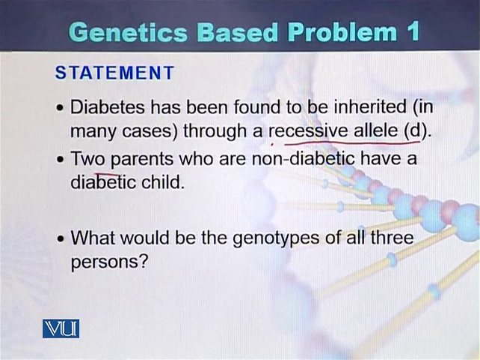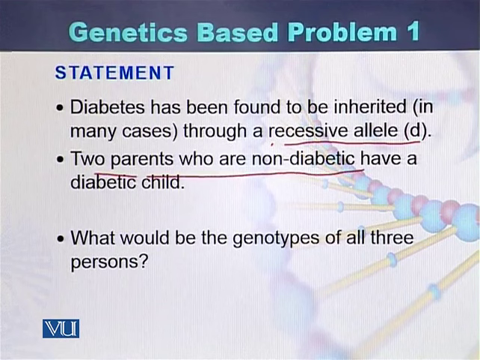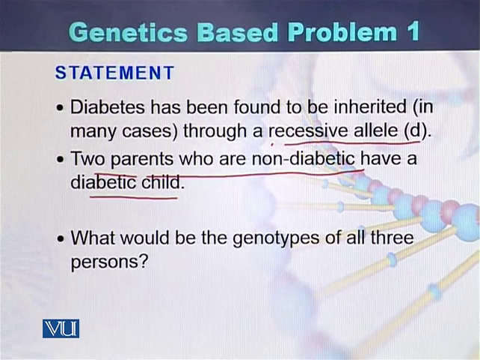Two parents who are non-diabetic have a diabetic child. So a child was born to a couple who are non-diabetic. We have to solve the problem of how this is possible, that a child who is diabetic has been born to two individuals who are non-diabetic.